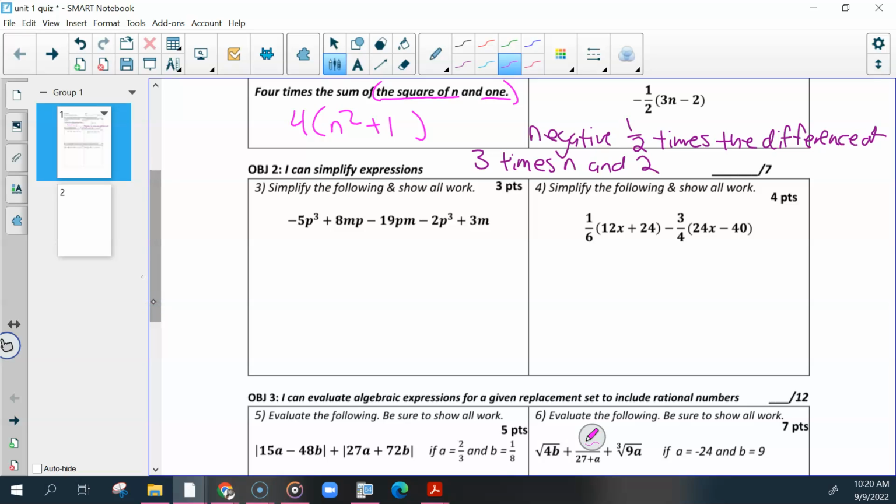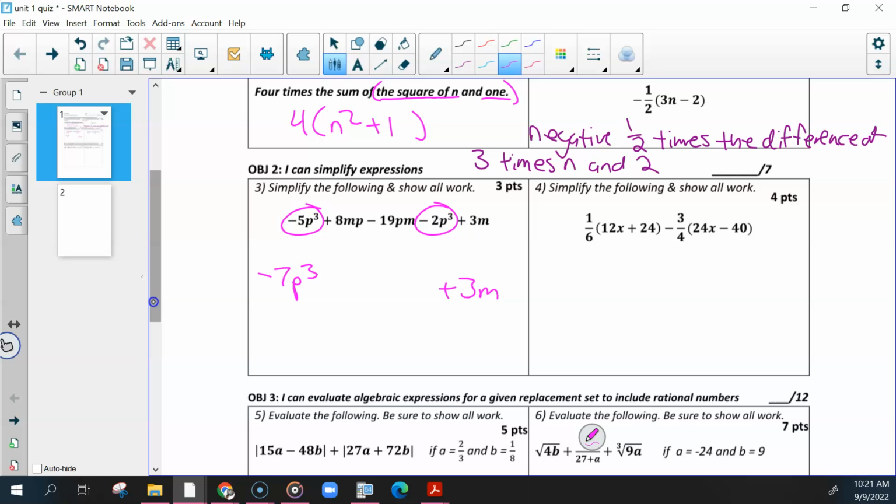I did see a few of you get this correct, but for the most part, I saw you guys combined these 2 to get negative 7p to the third. You left these 2, and then you brought the plus 3m down, which is why you only got 2 points. But if I'm looking at these 2, m and p and m are the same thing. They're just in a different order.